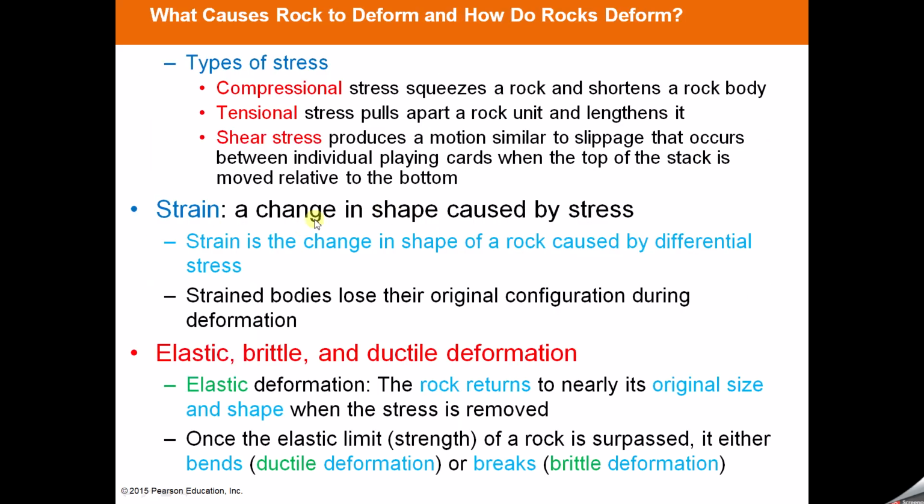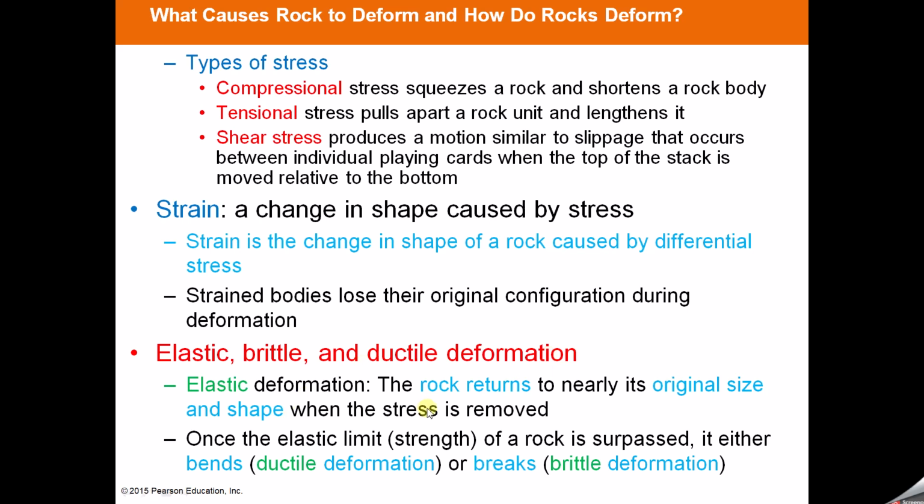Let's go back and see the strain. When we apply stress on any rock, if the rock changes or deforms, we call it strain. So the strain is the result of the stress. Strain is change in shape caused by stress. And what type of stress? By differential stress, mostly. So strained bodies lose their original configuration during deformation. How? We have elastic, brittle, and ductile deformation. We have three types of deformation.